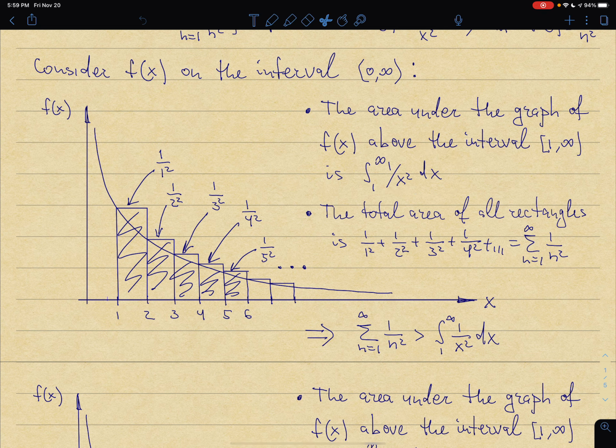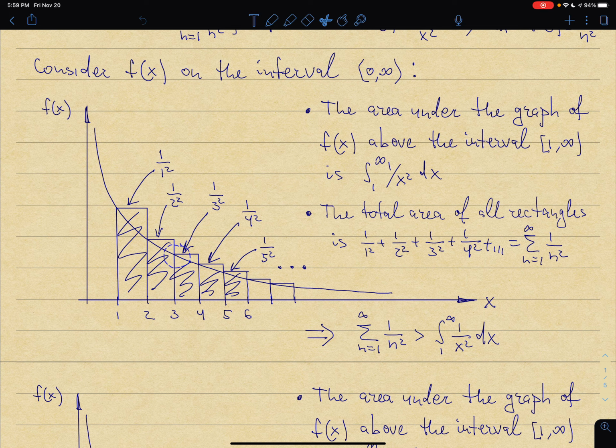Notice that in this case, I chose rectangles to have a height equal to the value of the function at the leftmost point of a given interval, right? So at 1, the height of the first rectangle is equal to the value of the function at 1. Notice that things here are not at the right scale, of course. Then the same for the second rectangle, the third rectangle, and so on.